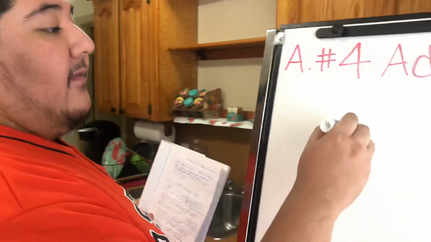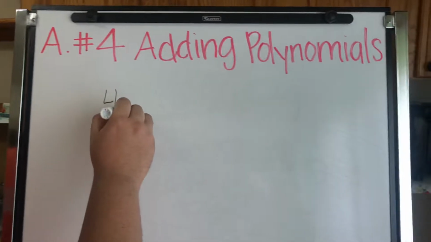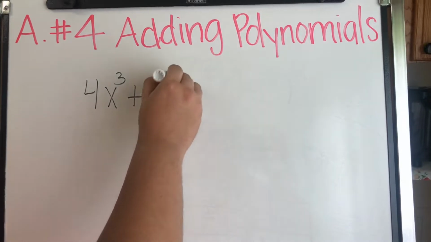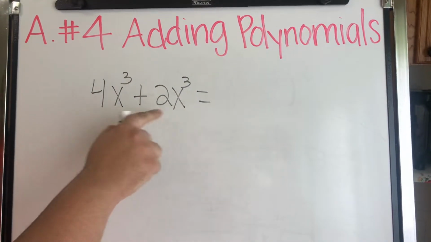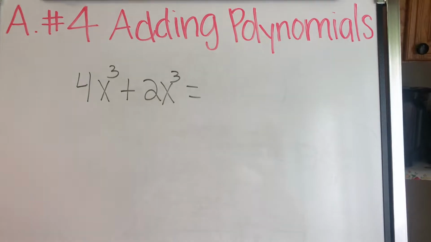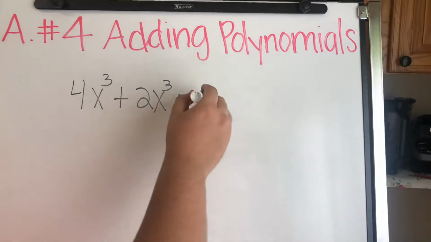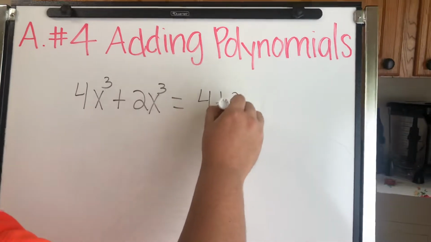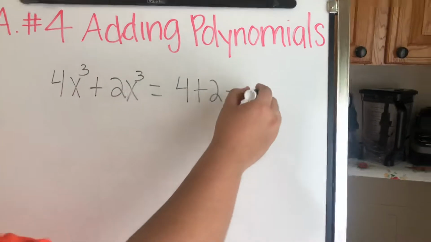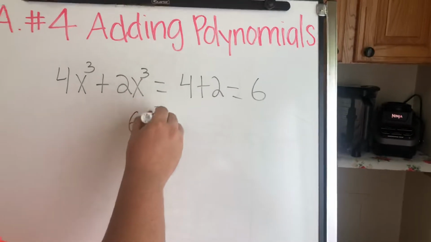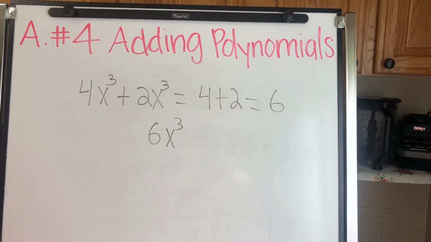Say we have 4x to the third plus 2x to the third. What you notice is they have the same base, same exponents. That means we're going to add. But remember, what I said is only the coefficients. So 4 plus 2 will equal 6. So my final answer will be 6x to the power of 3, or 6x cubed.